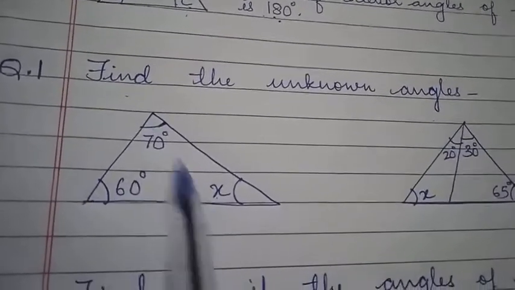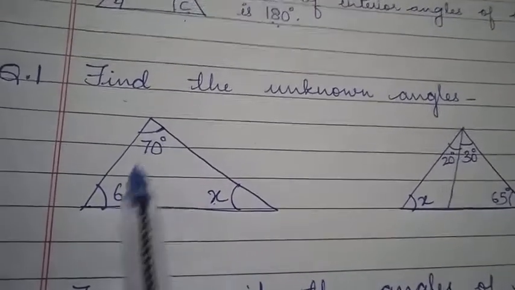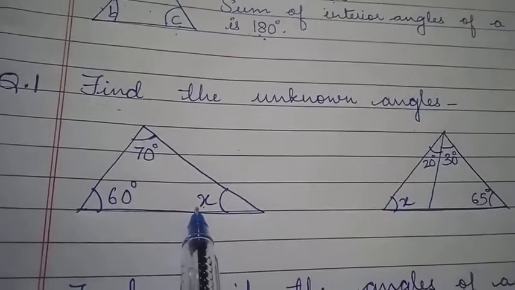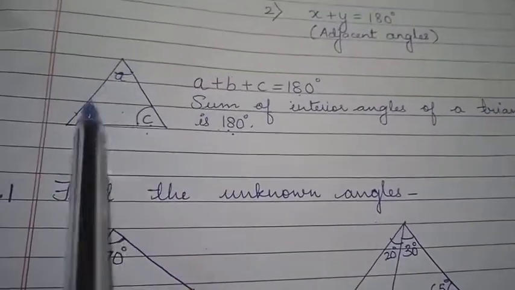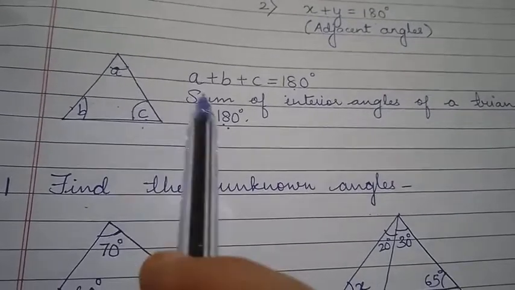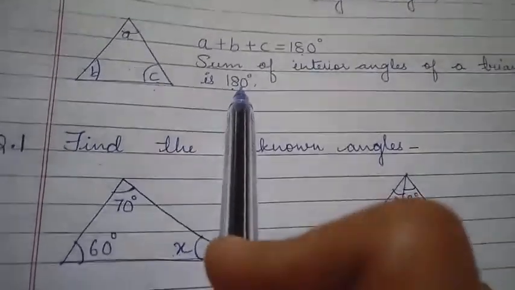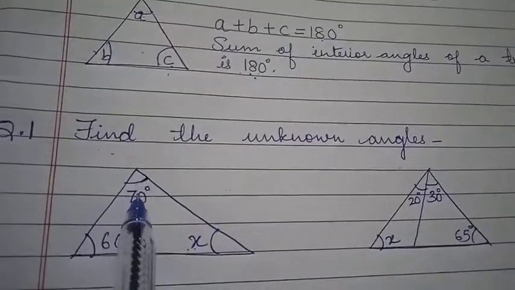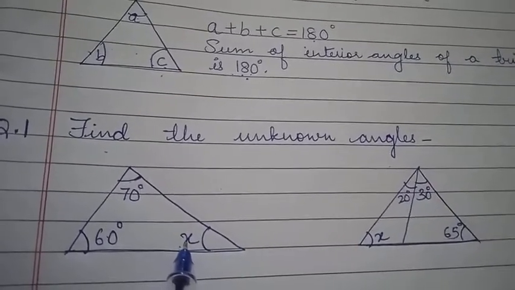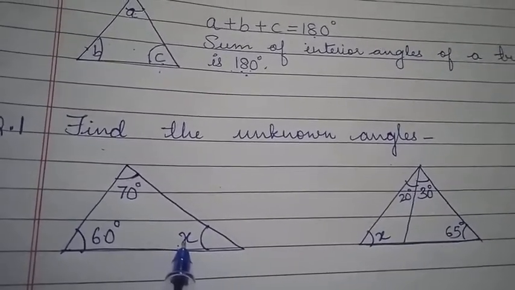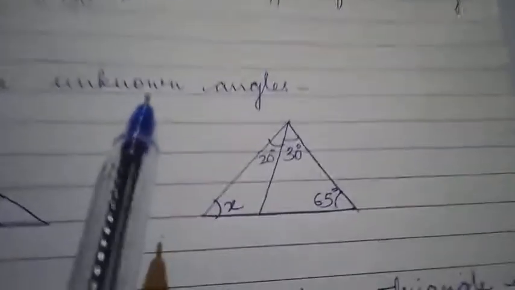So here you can see 70 degree, 60 degree and X. What does it mean? That these are three interior angles of a triangle. So we have added them and the sum is 180 degree. So using this property, 70 degree plus 60 degree plus X is equal to 180 degree. We will get the value of X. Okay. Now here also same thing.